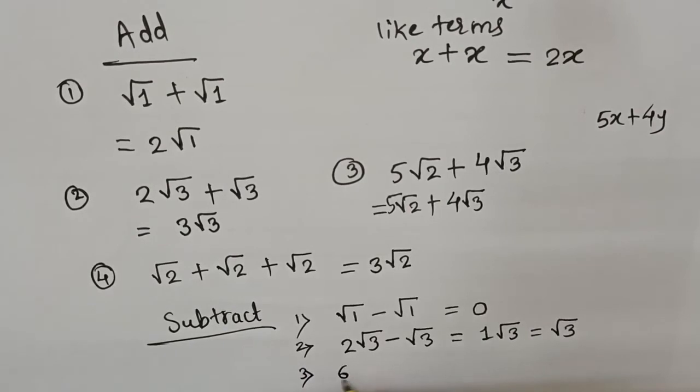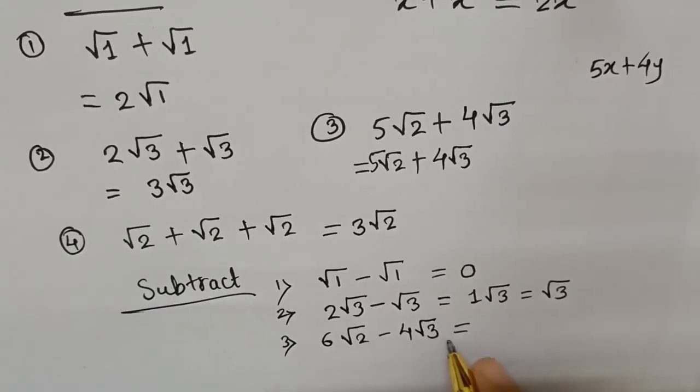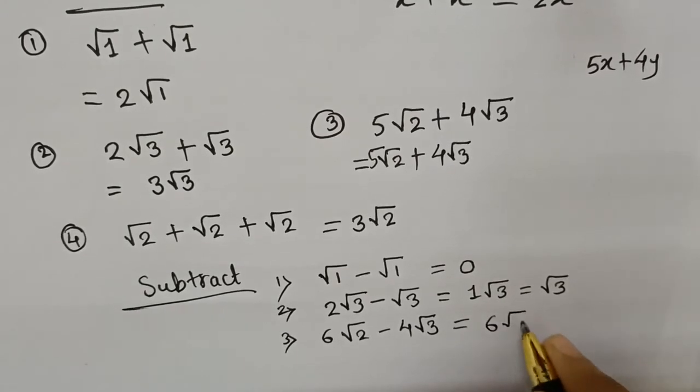Then we have 6 root 2 minus 4 root 3. Here we have different roots, root 2 and root 3. They cannot be subtracted. So you keep them as it is.